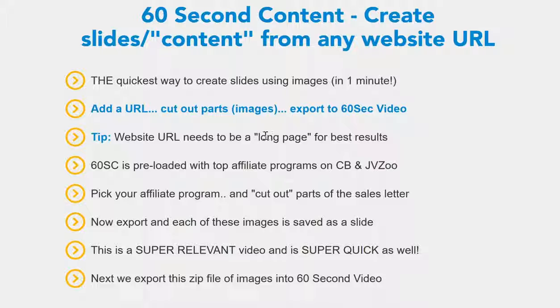Now 60-second content is preloaded with many of the top affiliate programs on ClickBank and JVZoo. So the easiest way is to just choose one of our preloaded affiliate programs, and you can either edit the elements to include, or you can just choose, because we've pre-created some of the top elements. You can very quickly create an export file that you can then import into 60-second video, which is the quickest way to do it. The good thing again is that this is very easy to do, and it also creates very relevant content, slides and videos, because you're using the content from the sales letter that you're looking to promote.